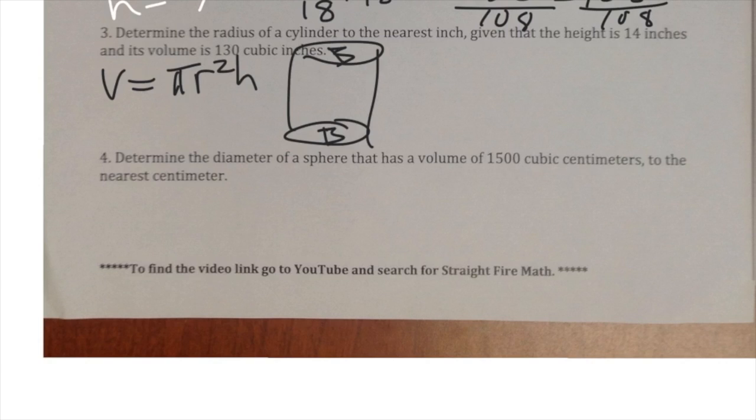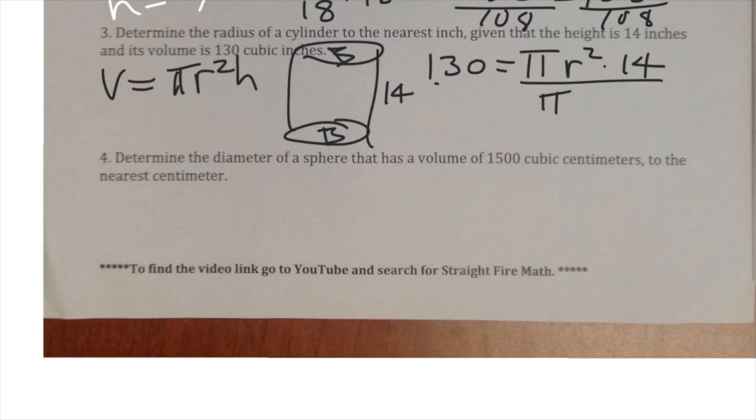And we know the volume. So the volume is equal to pi times the radius, which we don't know, squared, times the height, which they're telling us is 14. So all we have to do is get r squared alone, and we're going to have to do some rounding as well. So you can do this in one big step.